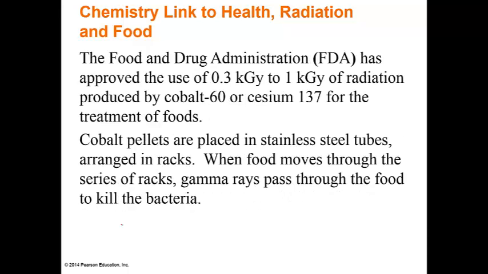So the Food and Drug Administration has approved the use of 0.3 kilogray to 1 kilogray of radiation produced by cobalt-60 or cesium-137 for the treatment of foods. So cobalt pellets are placed in stainless steel tubes arranged in a rack. When they move through a series of racks, gamma rays pass through the food, killing the bacteria. So this is a good use of radiation.